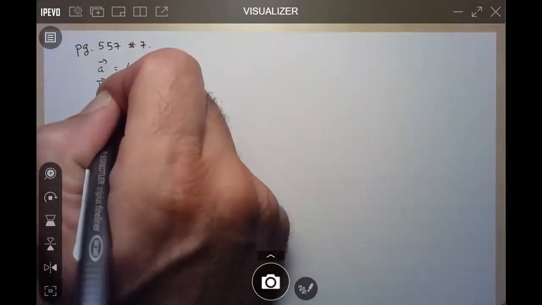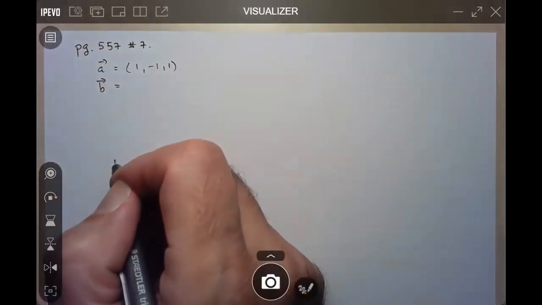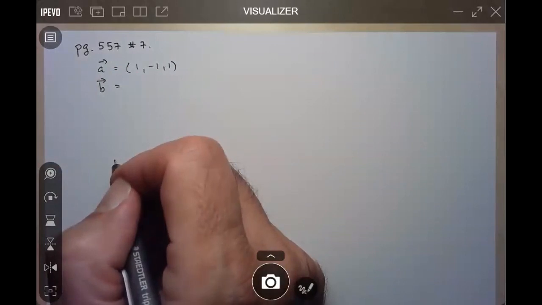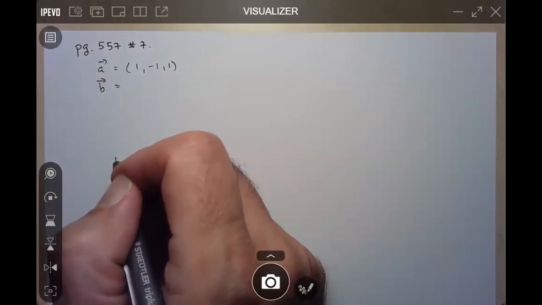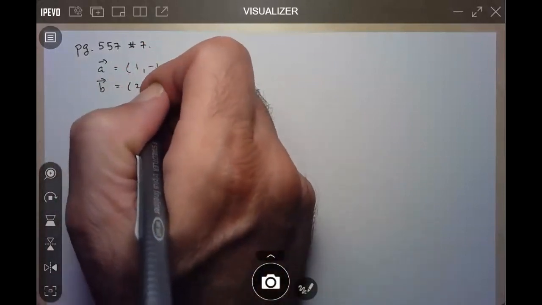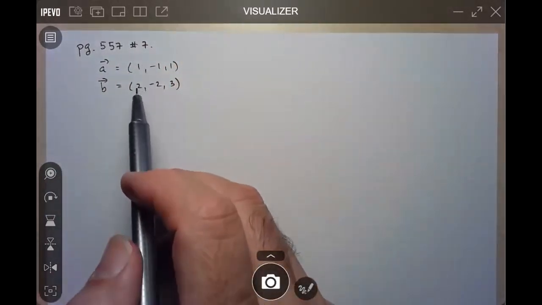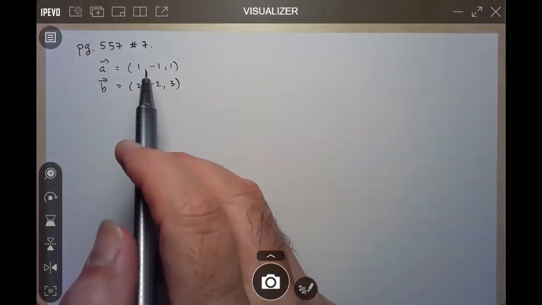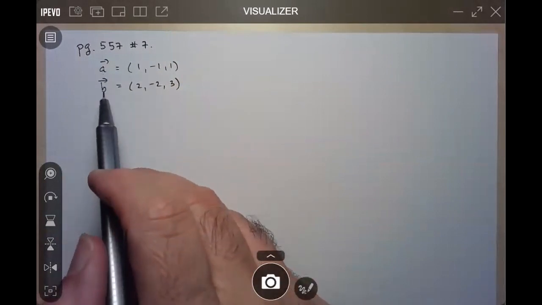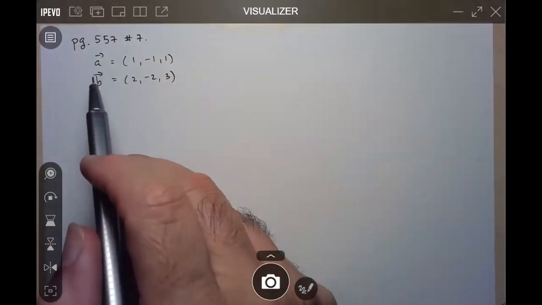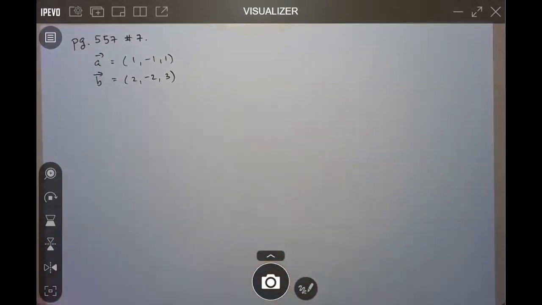and B, and you shouldn't be surprised that I'm writing them one over the other because I'm seeing where this is going: 2, -2, 3. The reason I wrote them one on top of the other is because they're asking me for a vector that's perpendicular to both of these vectors. Hence, I know that I'm going to be taking the cross product of those two vectors.